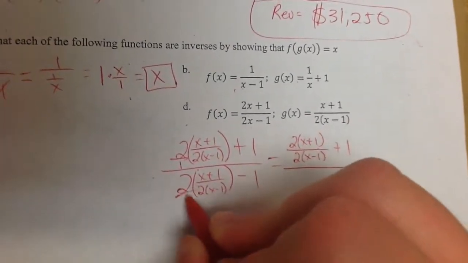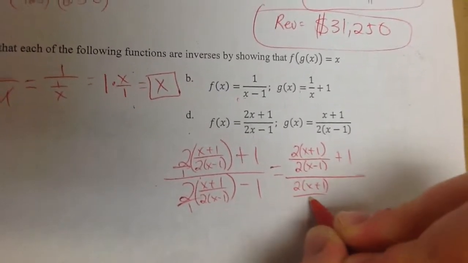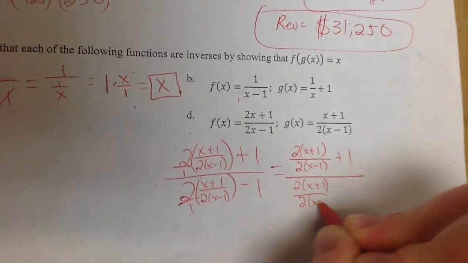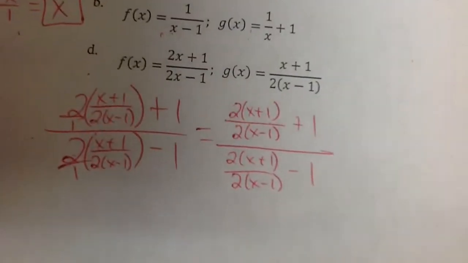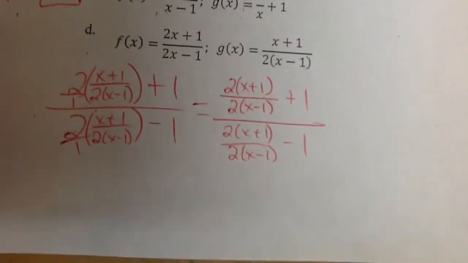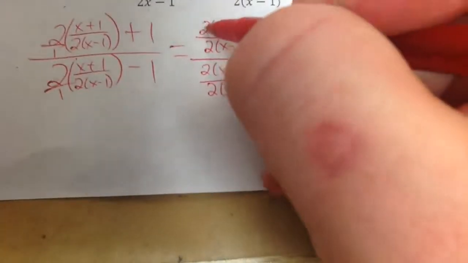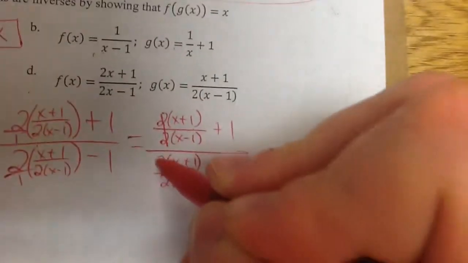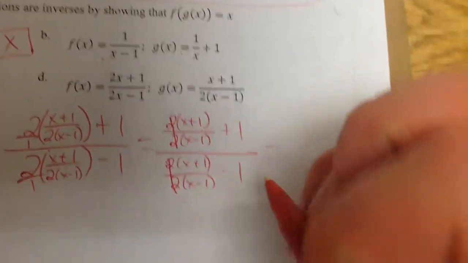And then same thing here. So 2 times (x plus 1) over 2 times (x minus 1) minus 1. Lots of ways you could do this problem too, by the way, so this isn't the only way. This is just what I see. Well, 2 divided by 2 I know is 1, and 2 divided by 2 I know is 1. So now I'm left with this.